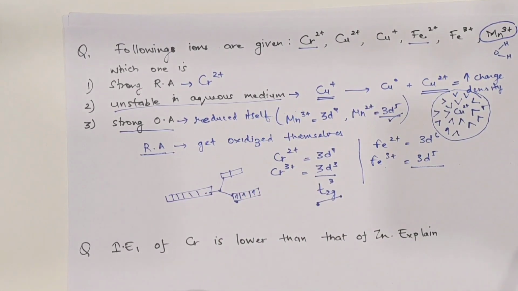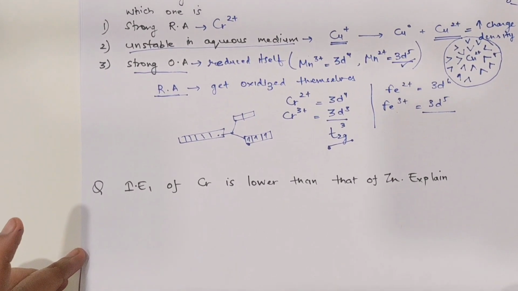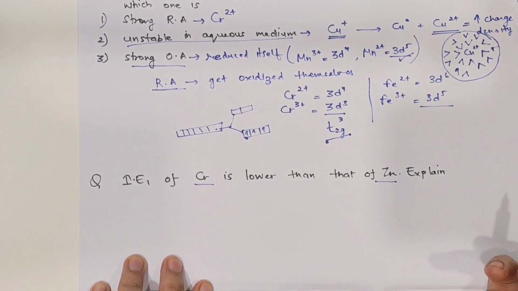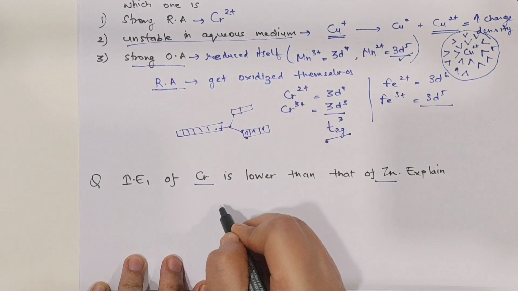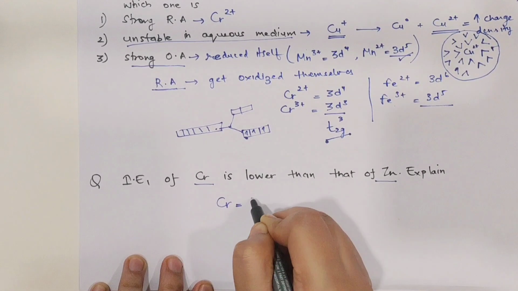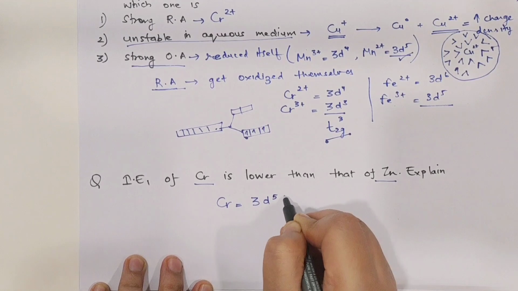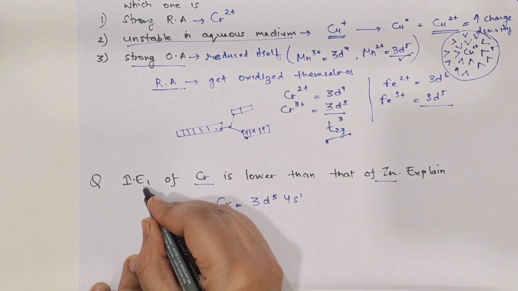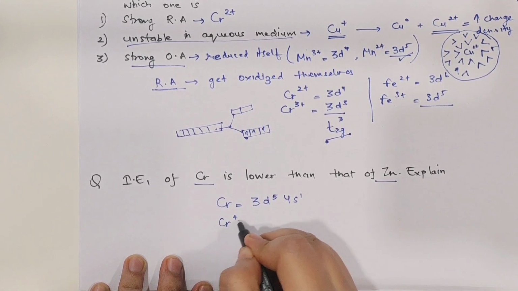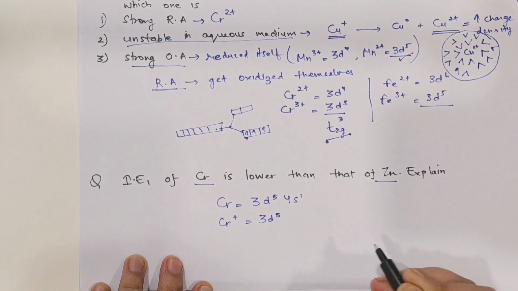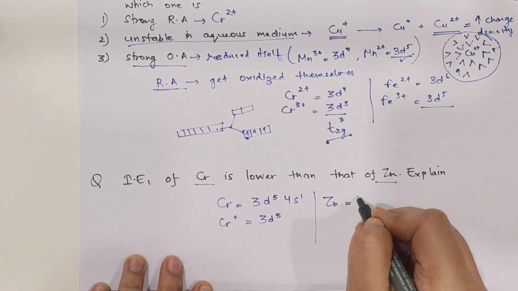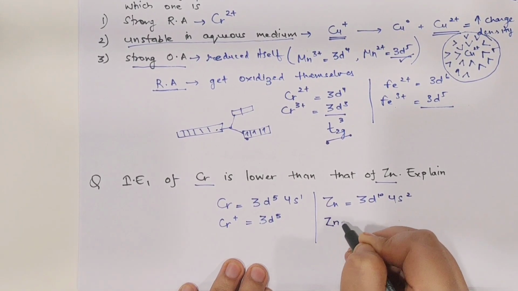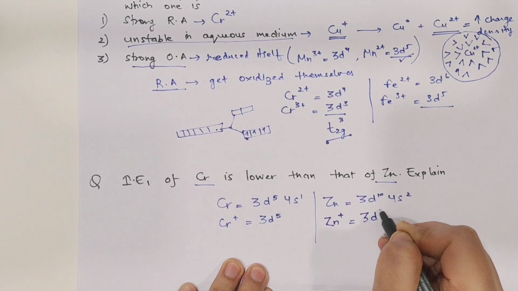Okay, now the next question is, the ionization energy of chromium is lower than that of zinc. Again, the answer lies in configuration. Chromium normally is 3d5 4s1. After losing one electron, because the question is about IE1, it becomes 3d5. Zinc is 3d10 4s2. After losing one electron, nothing changes.